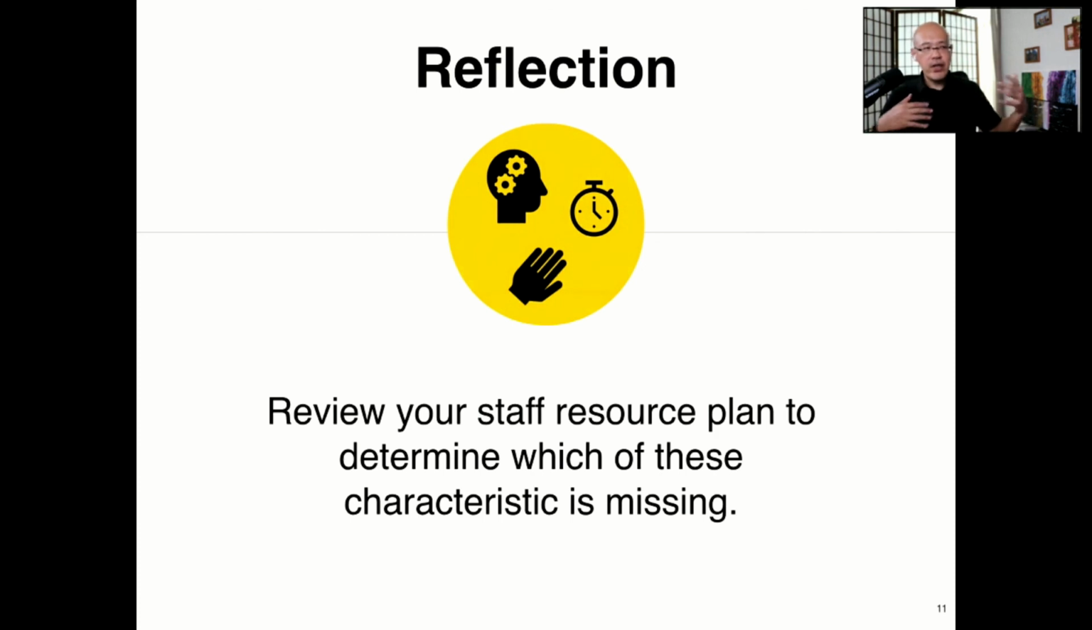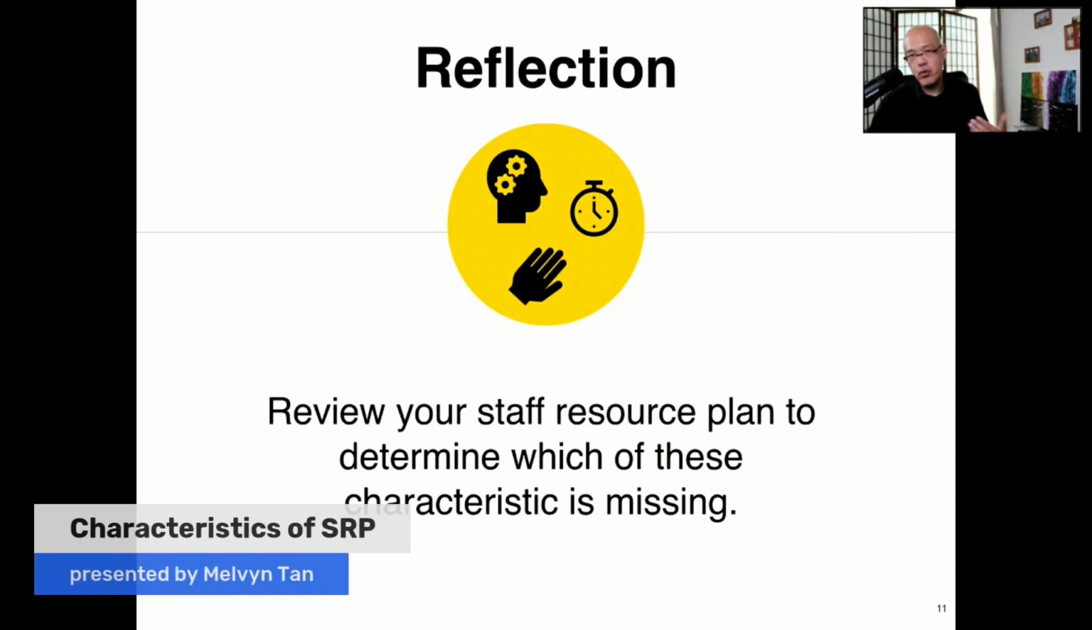So, the question I want you to ponder over is the following. Review your own staff resource plan right now and determine which of these characteristics is missing. Which one of these characteristics is missing, and then decide on how you are able to introduce that into your staff resource plan. And once you've done that, I'll see you in the next video.